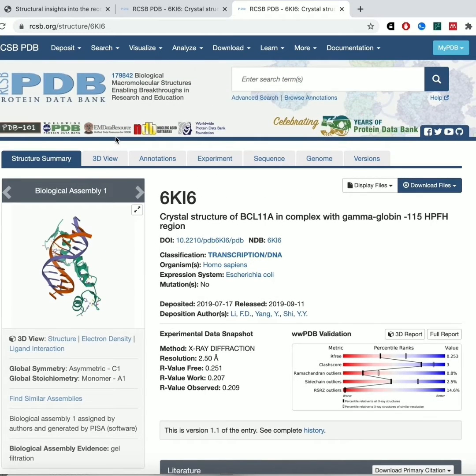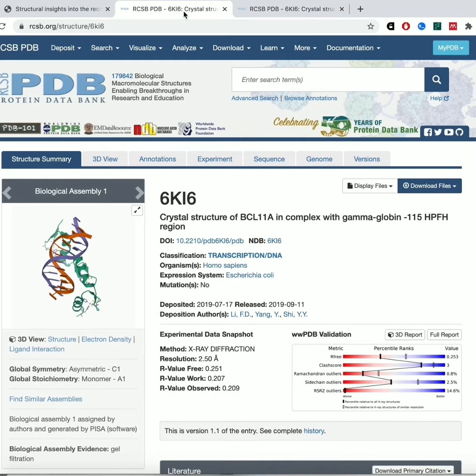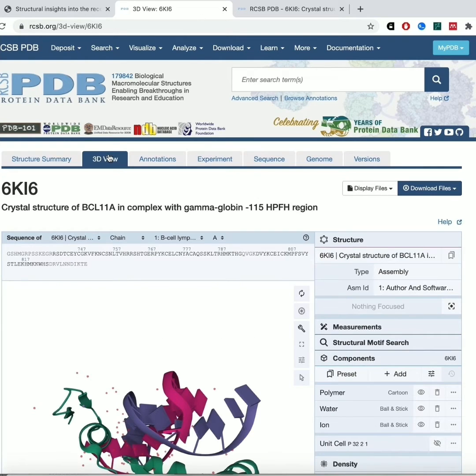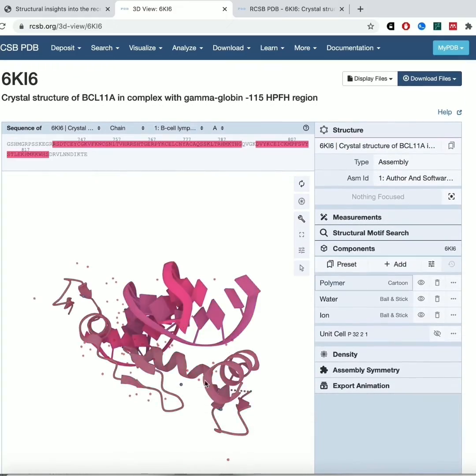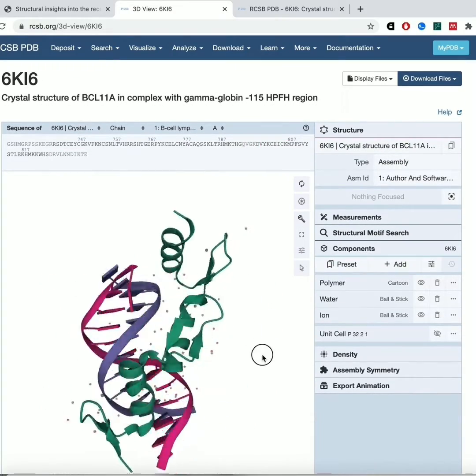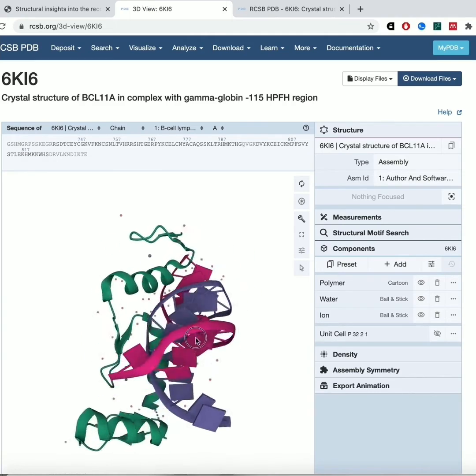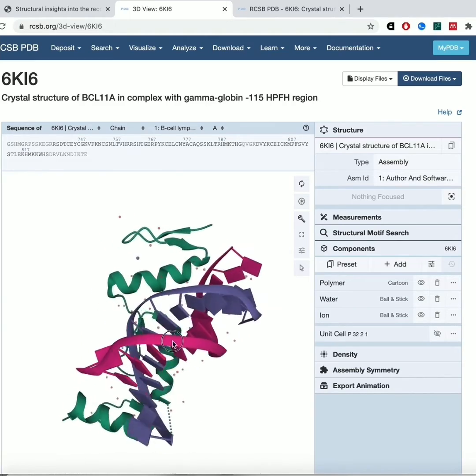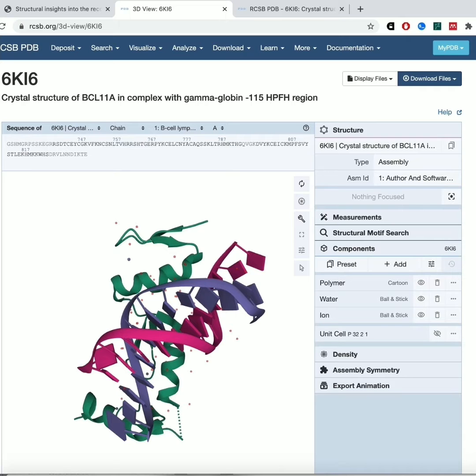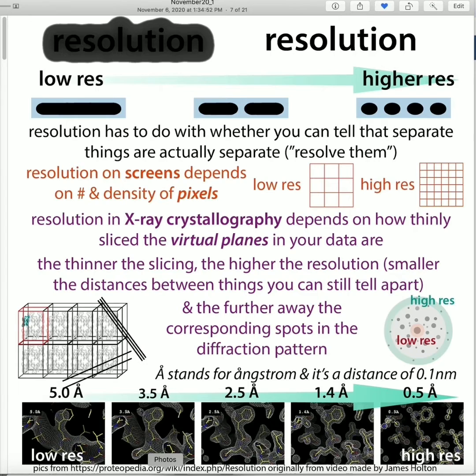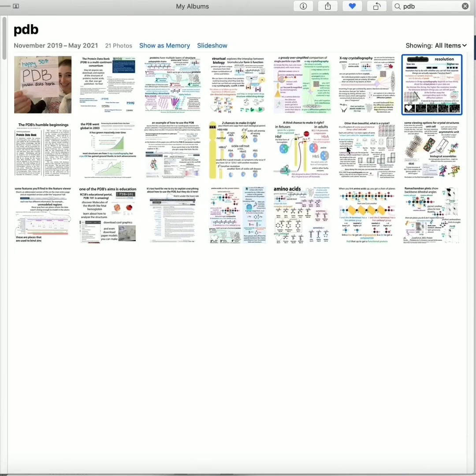So let's get back to, let's look at the 3D view. If you go to the 3D view, this is where you can see the structure in 3D and play around with it. Right now, what you're looking at is a biological assembly, which is like the basic functional unit that you would think about if you were thinking about the protein.